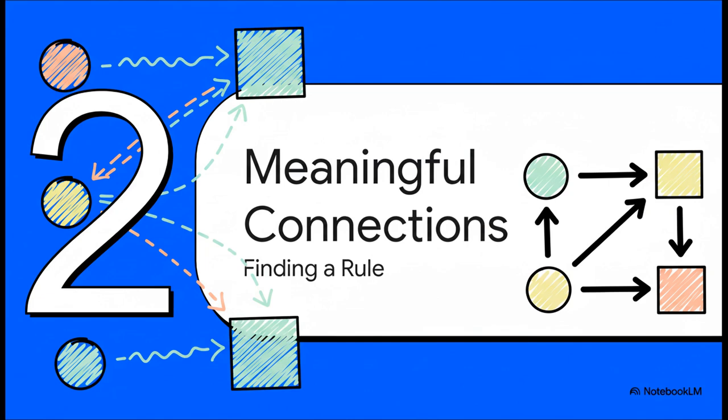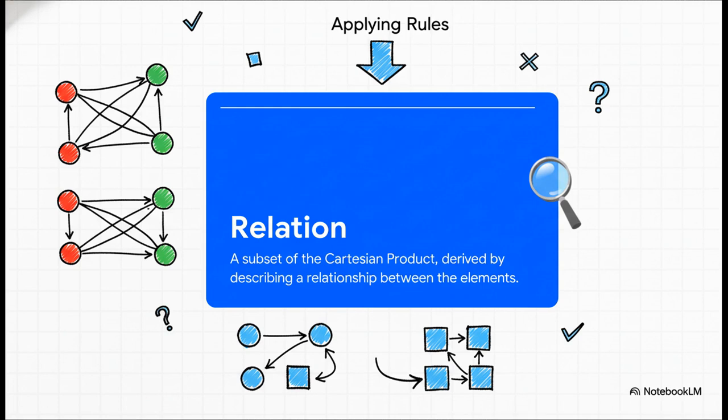Okay, so now we've got this huge pool of every possible pair. But let's be honest, most of these pairings are totally random. The next step is to sift through all this chaos and find the connections that actually mean something. And how do we do that? We introduce a rule. And that brings us to our first really big idea, a relation. A relation is, well, it's just a selection, or a subset if you want to get technical, of all those possible pairs we just made. It's the special group of pairs that actually follow a specific, meaningful rule that we just decided on.